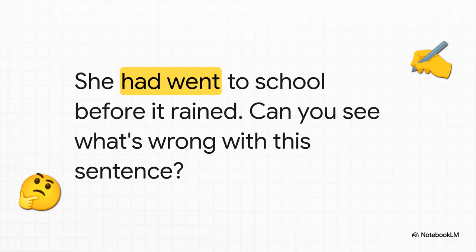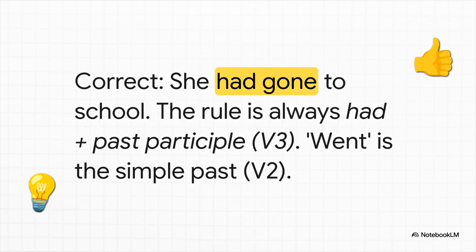Okay, one more for you. This is a really common mistake. "She had went to school before it rained." Can you spot the error? Think back to our simple formula for the snapshot tense. That's it. The rule is had plus the past participle, the V3 form, and the past participle of go isn't went, it's gone. So the correct way to say it is, she had gone to school. It's a simple fix, but a really important one to remember.